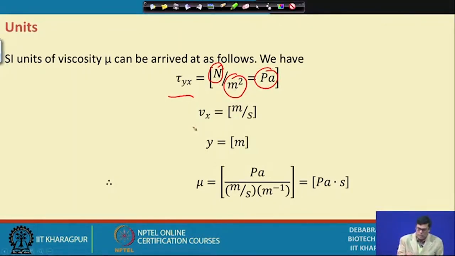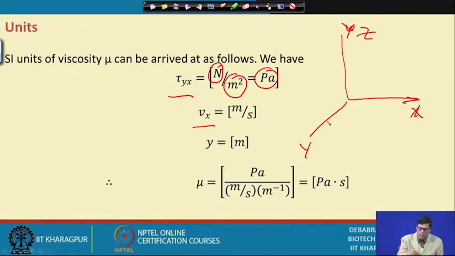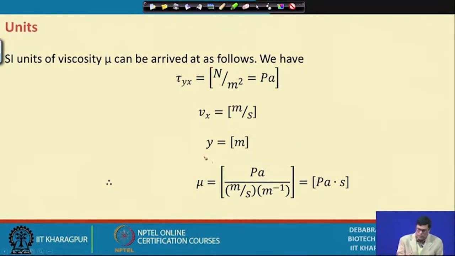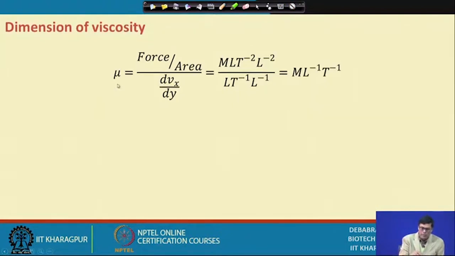This is Pascal, and this is the velocity. Vx, the x is the direction, because if you look at the direction of flow, maybe this is x, this might be y, or this might be z, the different directions it can move. So this is the x direction. y is in meters, and viscosity is equal to Pascal per unit meter per second, and meter inverse, that is the Pascal second. Now similarly, we can find out what the unit for viscosity should be. I told you, this is shear stress by shear rate. If you put it in, we will get this equation.